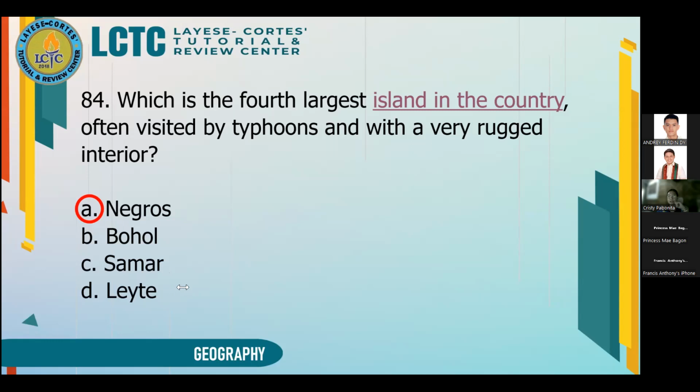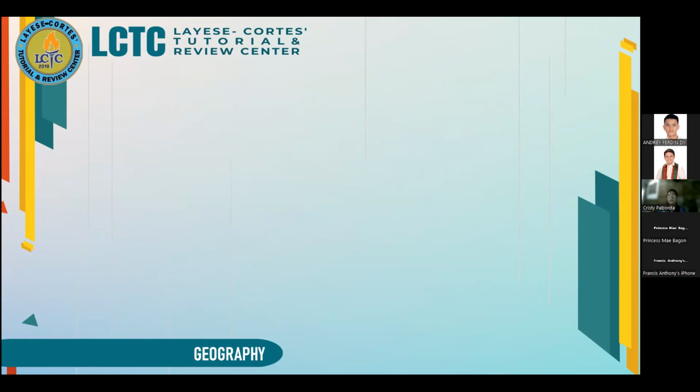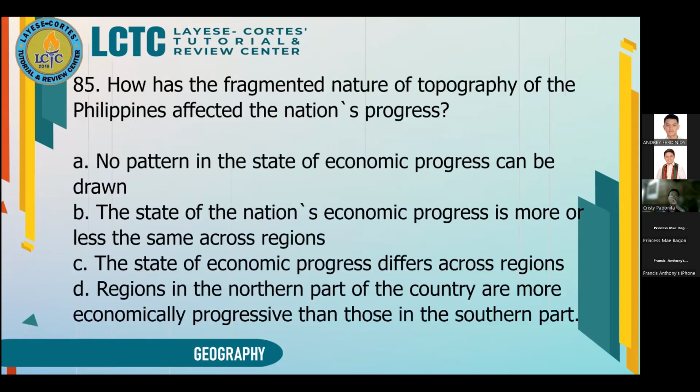But based on the facts, it depends on the land area. Number 1 is Luzon, the biggest island. Number 2 is Mindanao. Number 3 is Samar. And number 4, the fourth largest island in the Philippines, is Negros. Okay? It's clear now, so don't be confused. Okay, number 85 next.